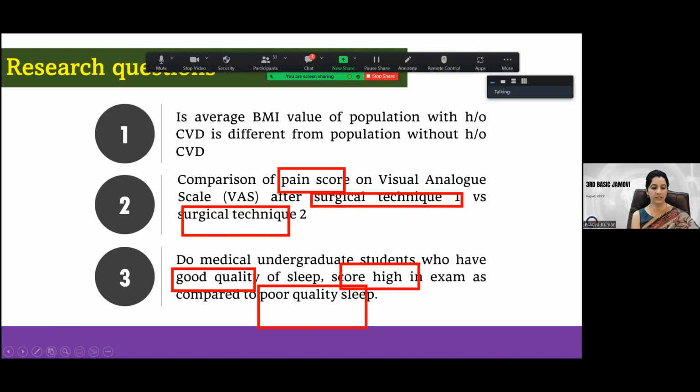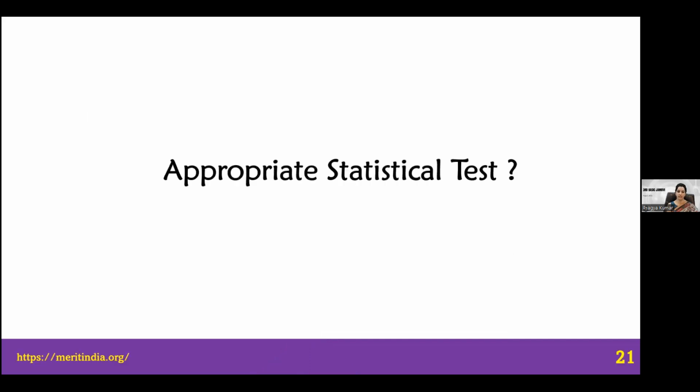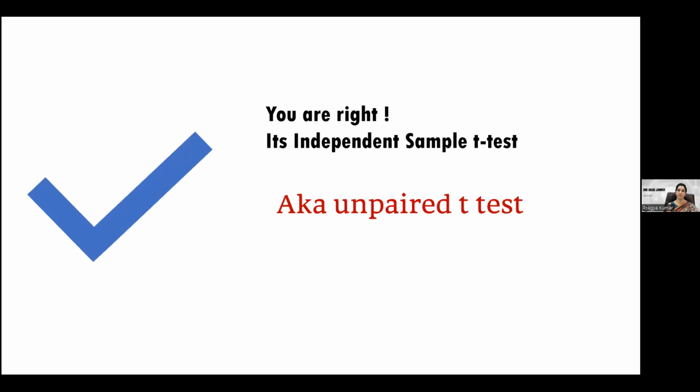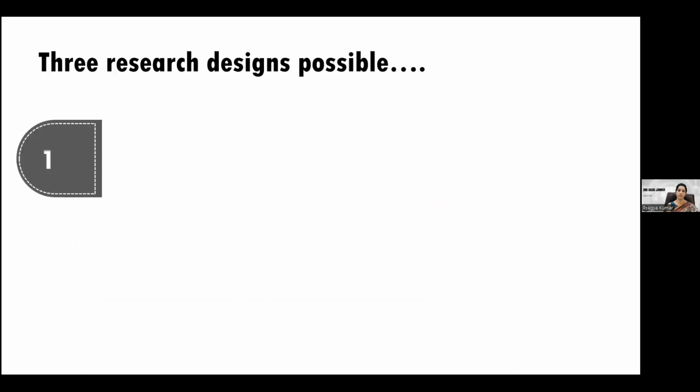So in all these examples, you have seen that you are comparing a continuous or scale variable across two categories. There is a continuous variable in each research question and you want to compare its mean across two categories. Then the appropriate statistical test is the independent sample t-test, also known as the unpaired t-test, student t-test, or between-subject t-test.